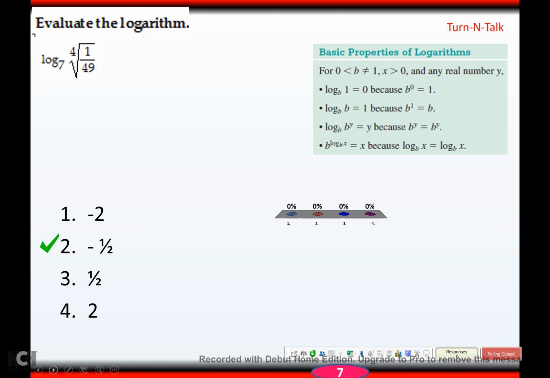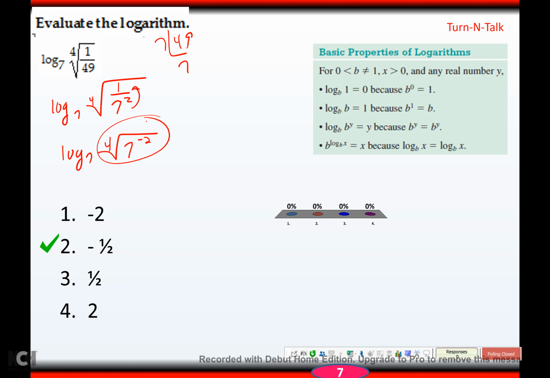Alright, I need to rewrite 49 using 7s. My 7 is 7. So I have log base 7 of the 4th root of 1 over 7 squared. I'm going to move this up. That's going to be log base 7 of the 4th root of 7 to the negative 2nd. Then I'm going to get out of the radical. So this is going to be log base 7 of 7 to the negative 2/4. Those match. That's my answer, but it reduces to negative 1/2.